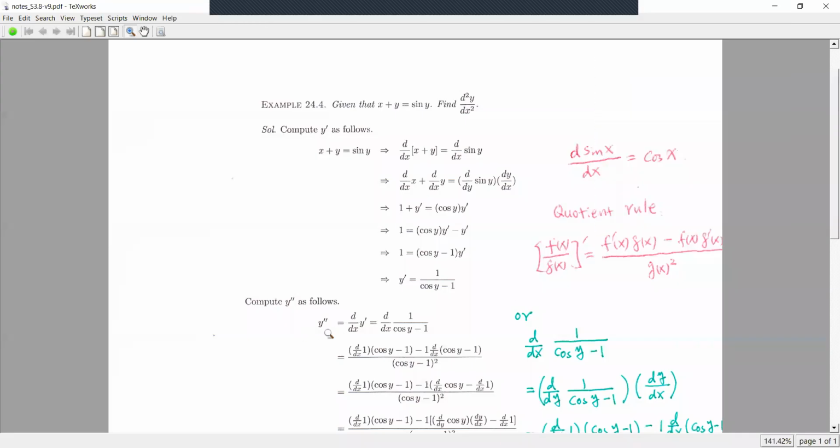Now, take the derivative again. About this derivative, because the function is a quotient, I can apply the quotient formula to compute the derivative. By the quotient formula, the derivative is the derivative of the top times the bottom minus the top times the derivative of the bottom, then all divided by the bottom squared.